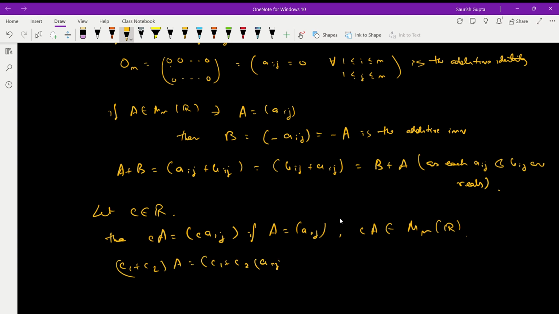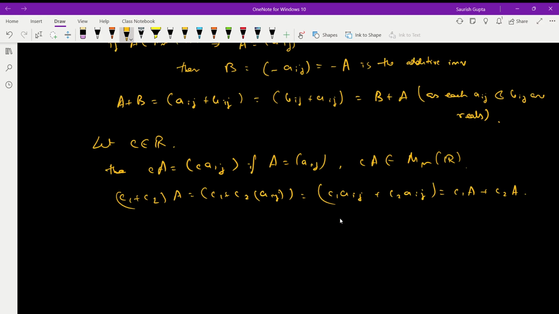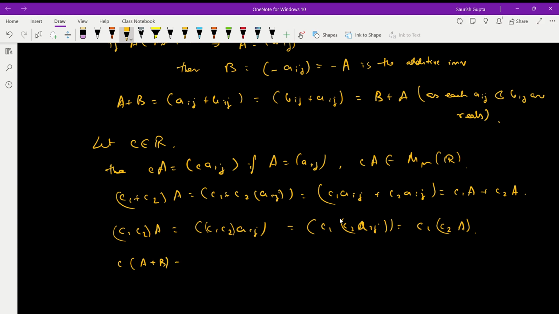Because if you have (C1 plus C2) times A, it is of the form (C1 plus C2) times Aij. But Aij is a real number, so you can obviously distribute it. So it's C1 Aij plus C2 Aij, and C1 Aij is C1A, C2 Aij is C2A. Similarly, if you have C1 (C2 A), this is C1 C2 Aij. C1, C2 and Aij are all real, so they are associative, so we can associate C2 with Aij. So it's C1 times C2 Aij, and it's nothing but C1 times C2A.